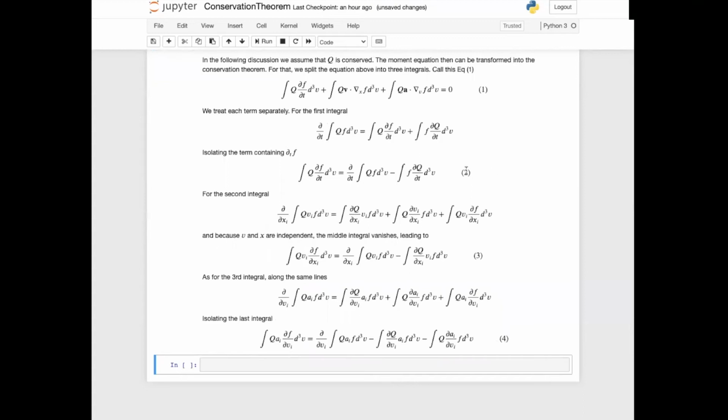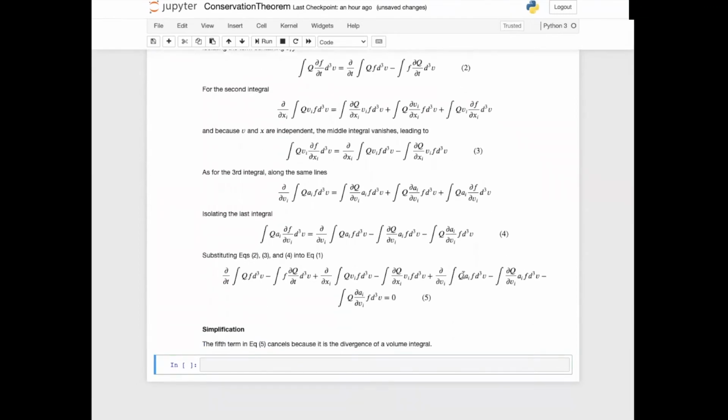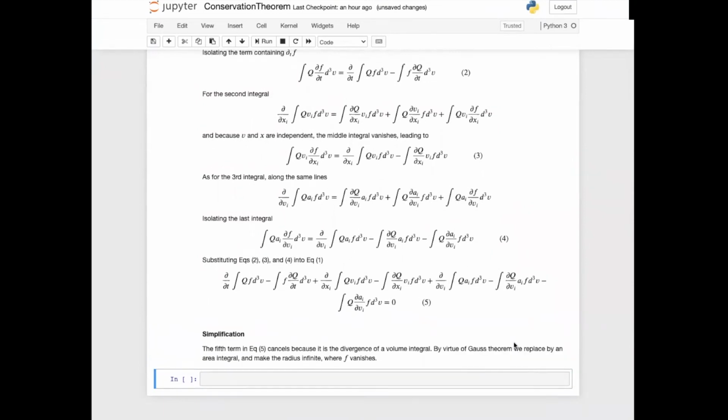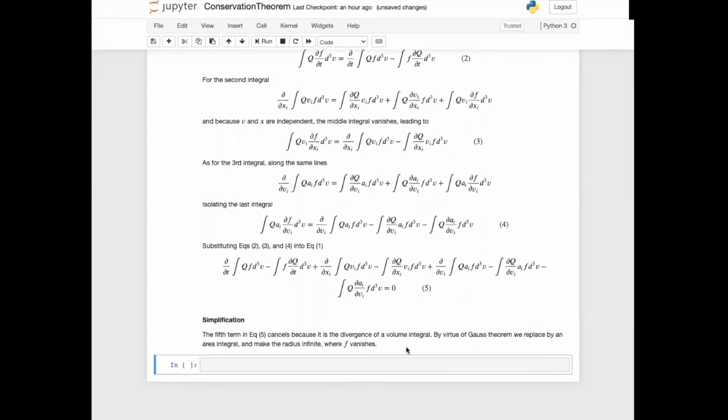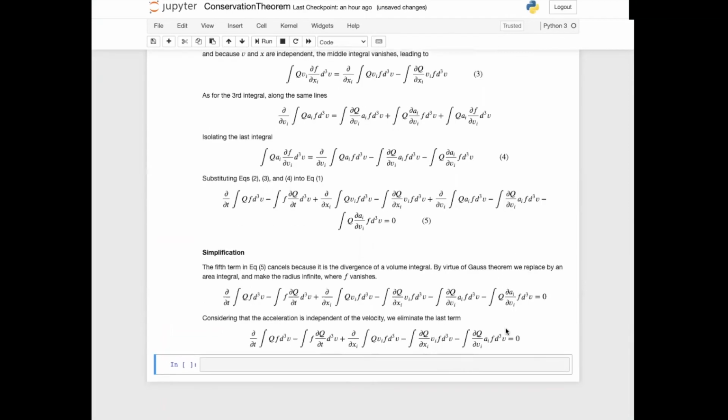Now, if you substitute equations 2, 3, and 4 into equation 1, then all of these terms are equal to 0. Let's simplify this equation. The fifth term cancels because it is a divergence of a volume integral. By virtue of Gauss' theorem, we can replace this integral by an area integral and make the radius infinity, where f vanishes. So we remove one of the terms. What other terms can we eliminate? This last term here, considering that the acceleration is independent of the velocity, we can eliminate too.